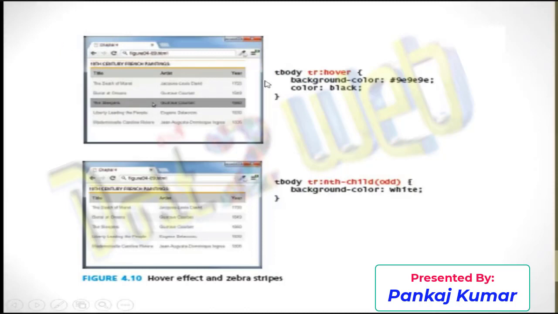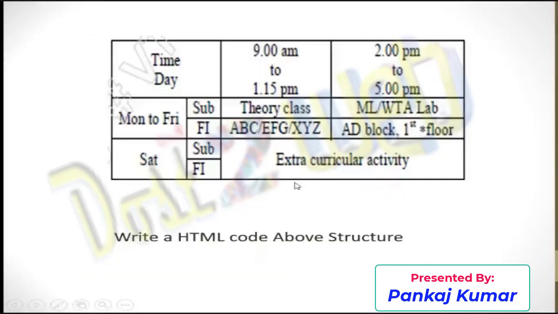See, in the zebra style, tr even, if you are defining the table body, you can define the table row hover. That means you are going to give the hover effect. The moment you hover over that, the background color will definitely change. That also you can define in your CSS. So it totally depends on the developers, how they want to design their page.